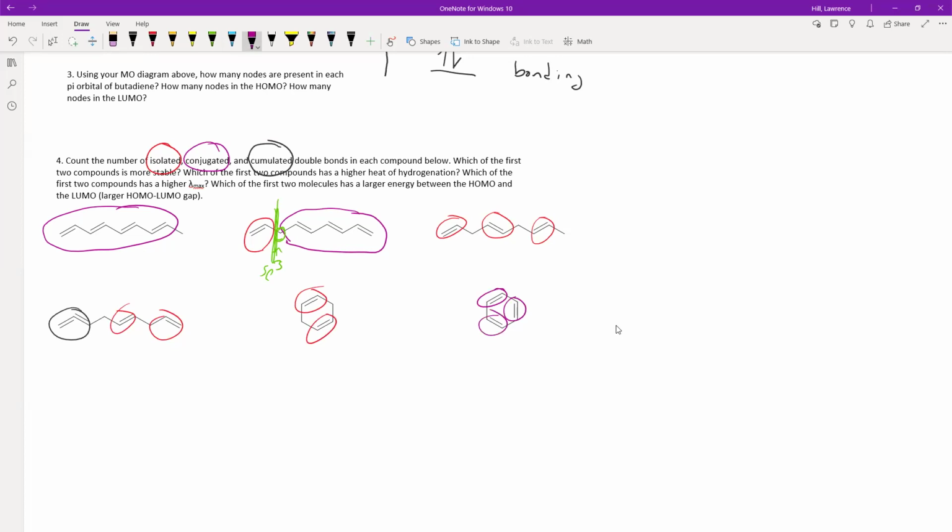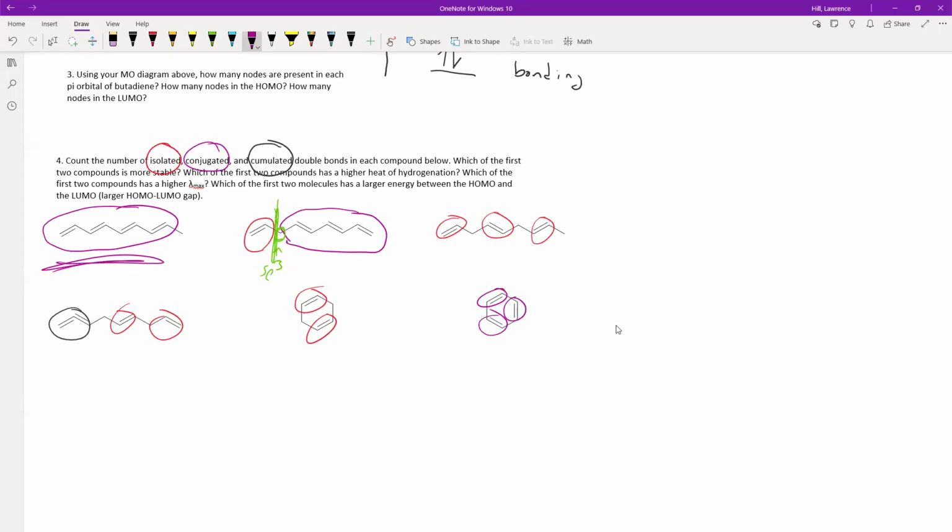Which of the first 2 compounds is more stable? Well, remember that more stable molecules are going to be lower in energy. And we learned that the conjugation decreases the energy of the system. So the more stable compound is this one. Less stable is the one with a shorter conjugation length.